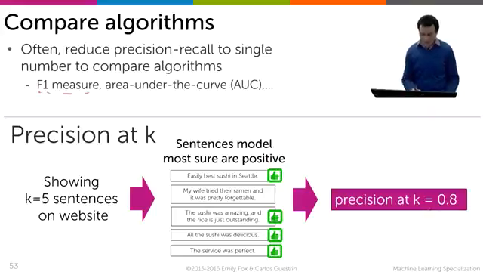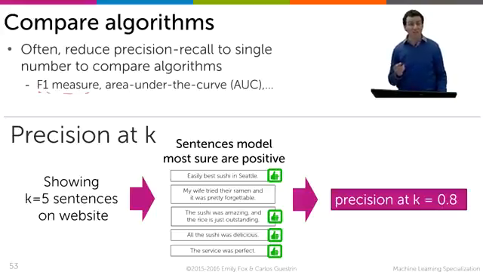So I ended up putting a sentence in there that said, my wife tried the ramen and it was pretty forgettable. That's kind of a disappointing thing to put in. So for many applications, like recommender systems, for example, where you go to a web page and somebody's showing you some products you might want to buy, precision at k is a really good metric to be thinking about.